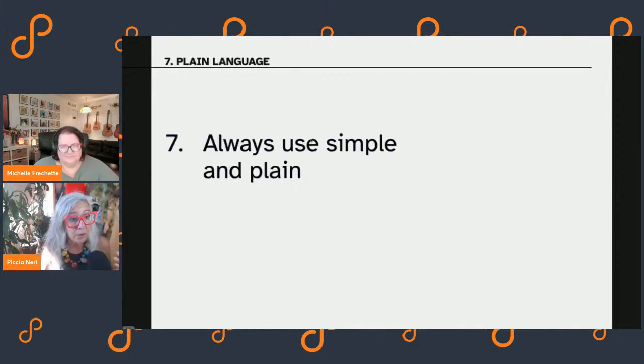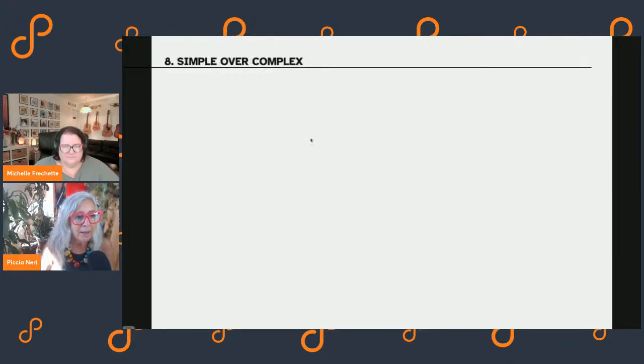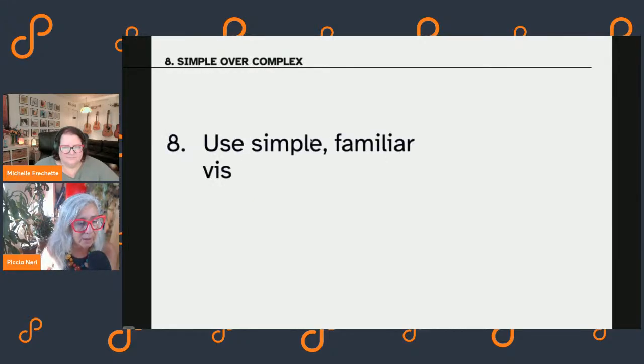Always use simple and plain language. How you speak is another very important aspect of accessibility. Make sure that everyone can understand, and choose simple over complex. Please always use simple, familiar visualizations. This, like captions, is not the place to be creative, unless you're doing an infographic. But in that case, you're using your creativity to simplify.